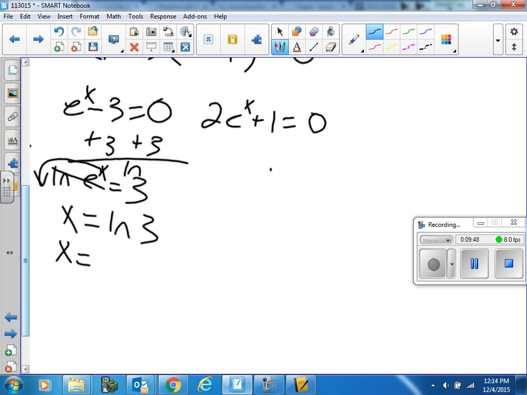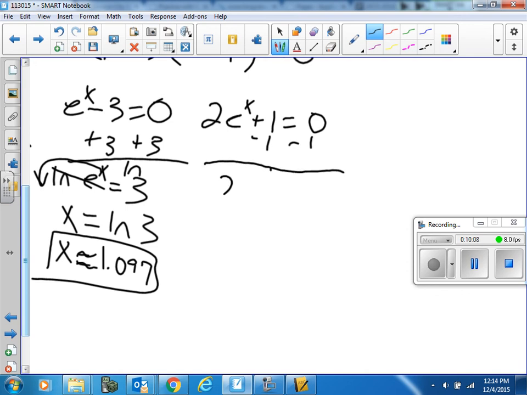And if we round that to the nearest thousandth, what is that going to be? 1.097, approximately. All right, so x is approximately 1.097. Once we come over here, we subtract 1. We get 2e to the x equals negative 1. And divide by 2. e to the x equals negative 1/2.